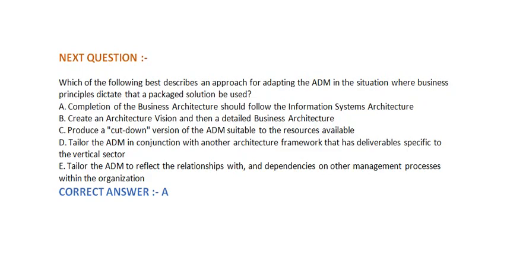Today's questions are, which of the following best describes an approach for adapting the ADM in the situation where business principles dictate that a packaged solution be used? Option A, completion of the business architecture should follow the information system architecture. Option B, create an architecture vision and then a detailed business architecture. Option C, produce a cut-down version of the ADM suitable to the resources available. Option D, tailor the ADM in conjunction with another architecture framework that has deliverables specific to the vertical sector. And option E, tailor the ADM to reflect the relationships with and dependencies on other management processes within the organization. And the correct answer is option A.